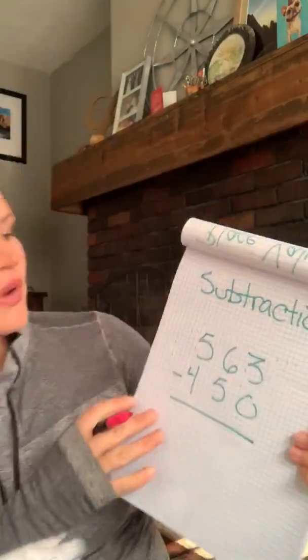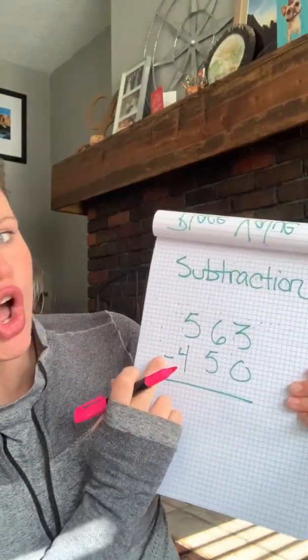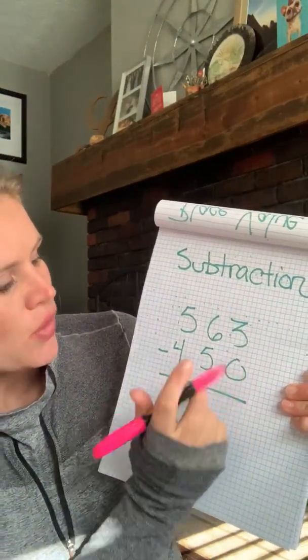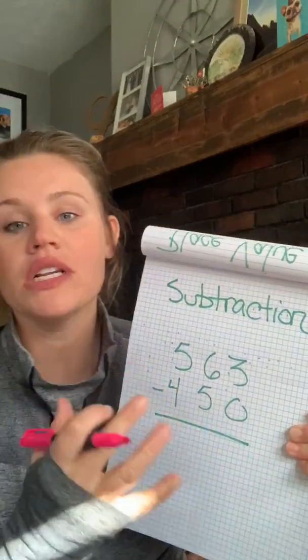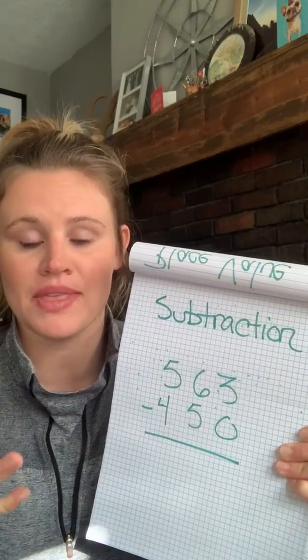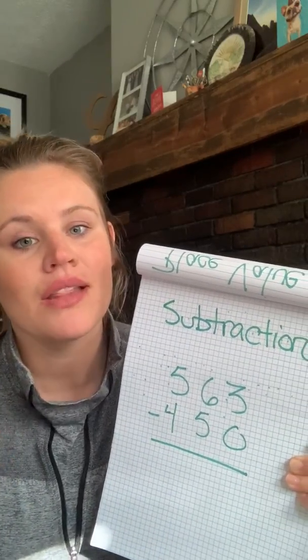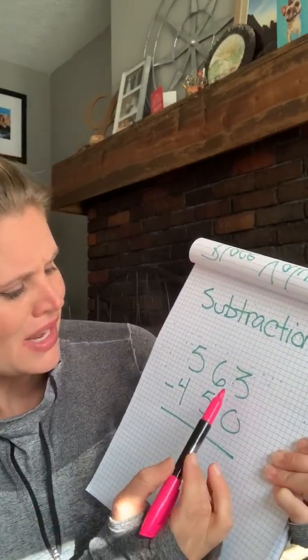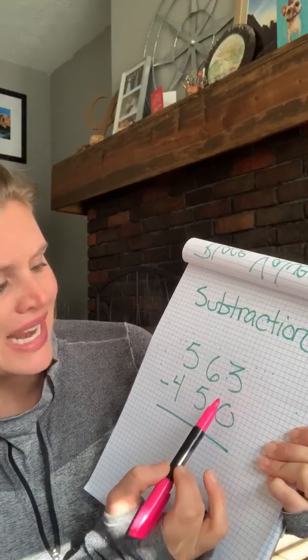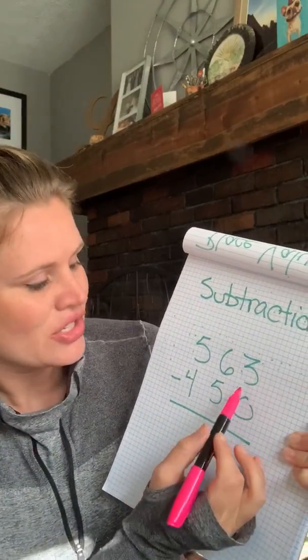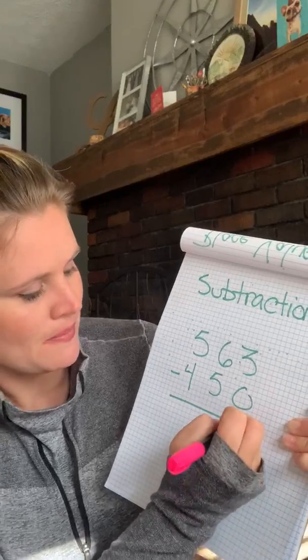So let's get started with some practice. Get my pen, I want to use pink today. Here we go. So here's my problem. Again, I'm starting all the way to the right with 3 minus 0. We're going to start simple and then build from there. I always tell the students, act like a detective when doing math. Let's see if we can go 3 minus 0. Can we take 0 from 3? We can. So 3 minus 0 is 3.